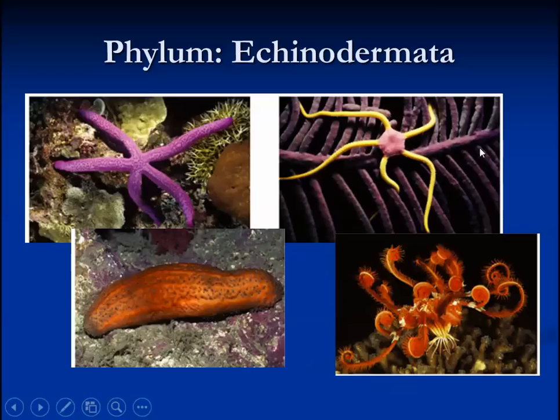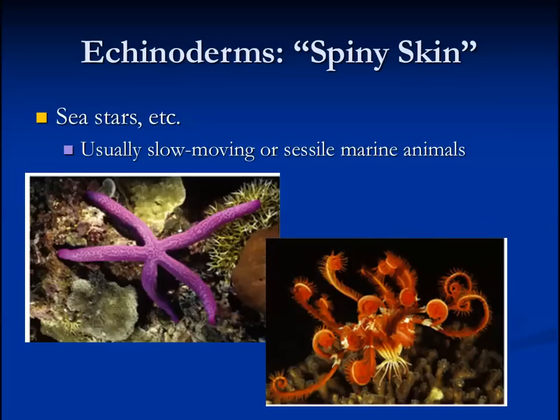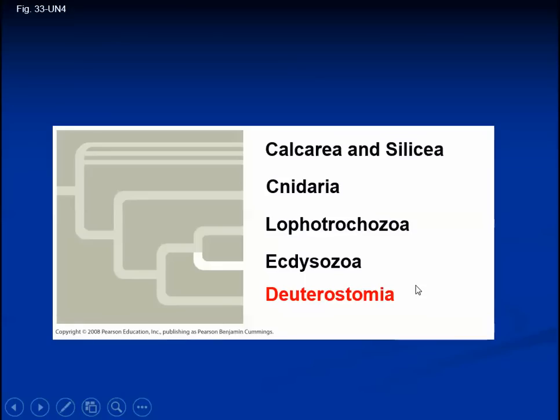This is a brittle star. This is a sea cucumber. This is a crinoid. I believe it's also called a feather star. All right, sea urchins are also included in phylum Echinodermata. So as I said, echinoderms literally means spiny-skinned animals, sea stars, etc. So these are usually slow-moving or sessile marine animals, and we all know what sessile means by now. It's hard to look at these and think, wow, that's an animal. That is an animal.